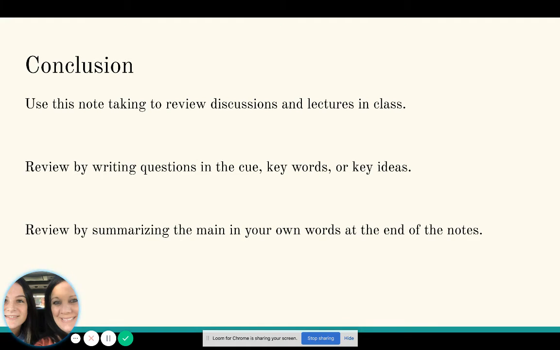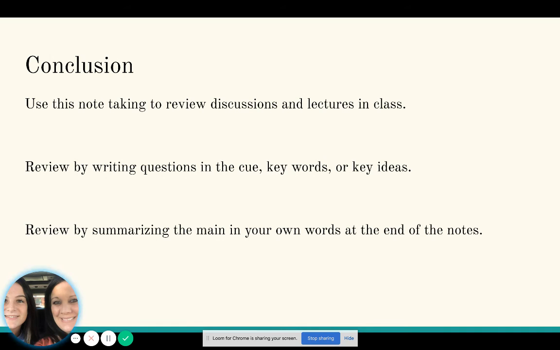So basically, as you're taking notes, you're not going to focus so much on that left-hand column as you are on the right-hand side. You're going to be focusing on getting that information down. When you get that information written down, then you go back and review by writing questions, by writing cues, or looking at keywords. Something that you can go back and easily look at and say, okay, what was I trying to remember? Then you can look at the cue or the question, and you can easily find that information directly across from that on the right-hand side.